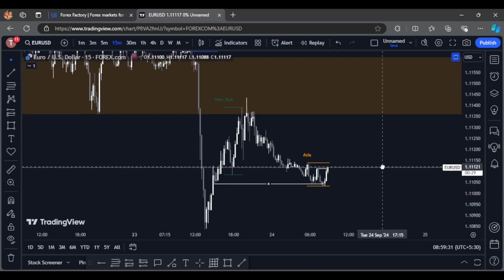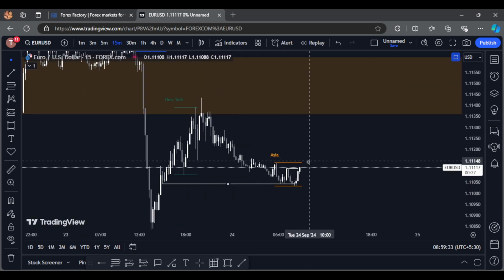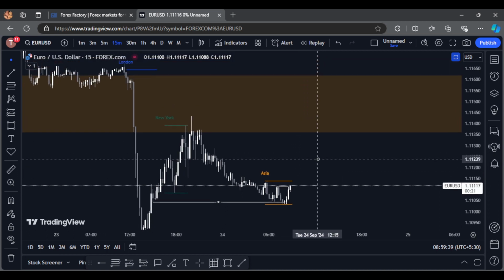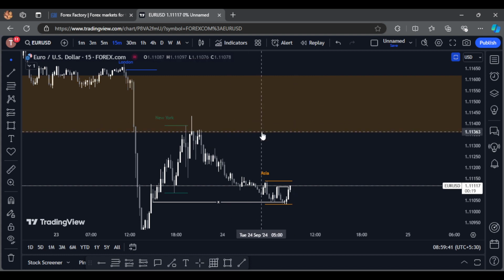So the last thing I want to say is that our bias is that we can possibly come back to the Asia session, inside the Asia session into the London session, and then we are going to go towards this volume imbalance zone. So this is pretty much it.